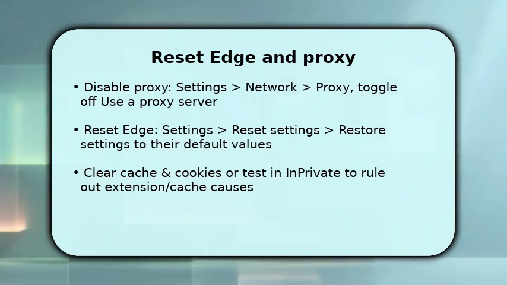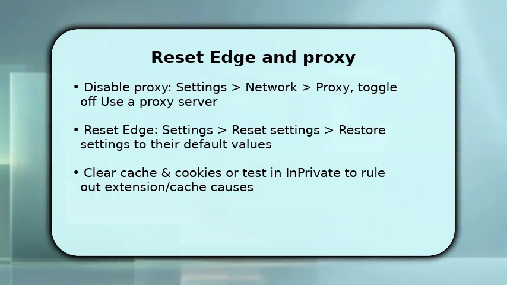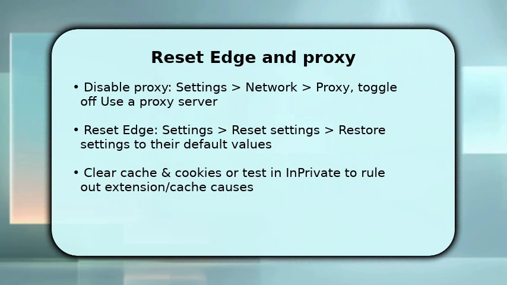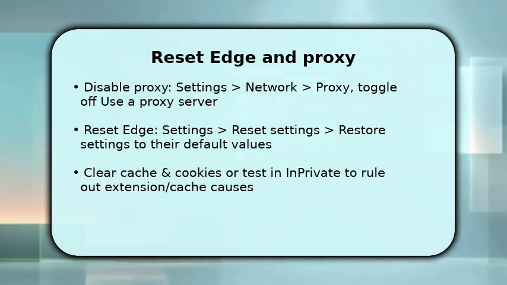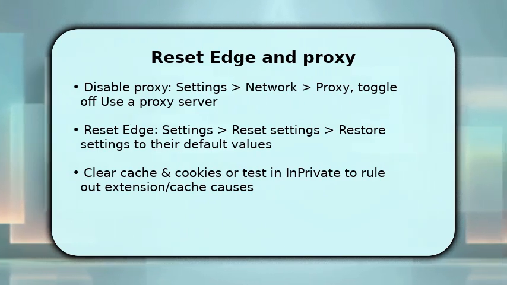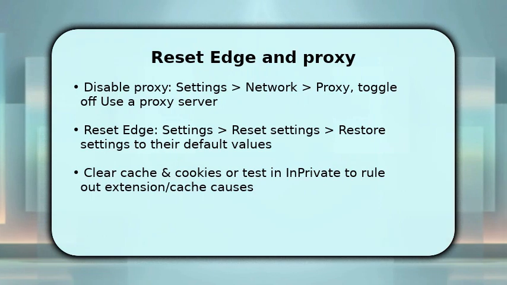Disable any proxy because misconfigured proxies stop requests before they reach DNS. Once off, test connectivity. Then reset Edge to defaults to remove corrupted profiles or settings that interfere with page loading. Clear cache and cookies or open an InPrivate window to check if extensions or cached responses are the root cause. These steps isolate Edge from system-wide issues and often restore normal browsing quickly.